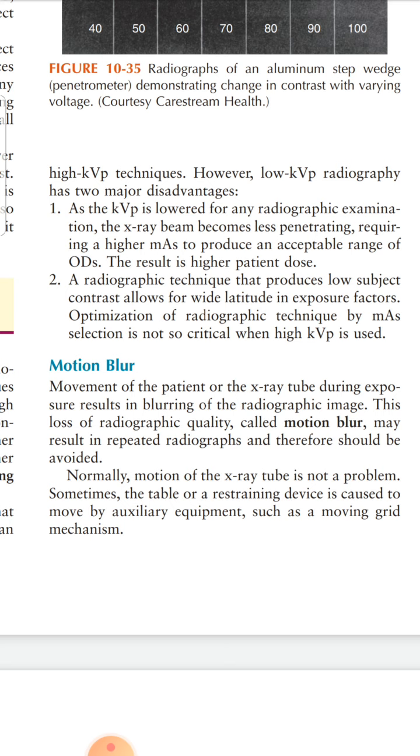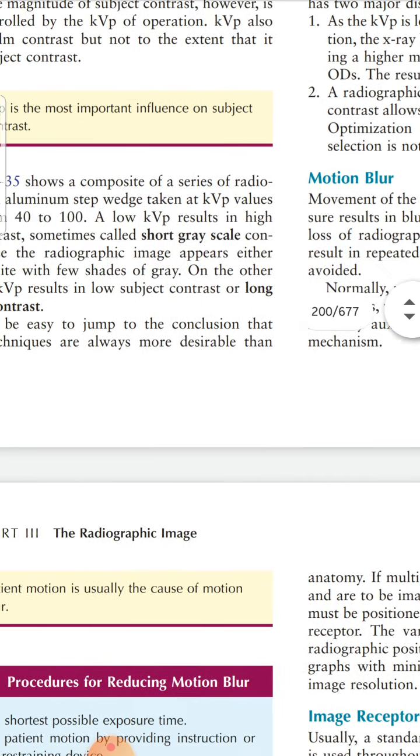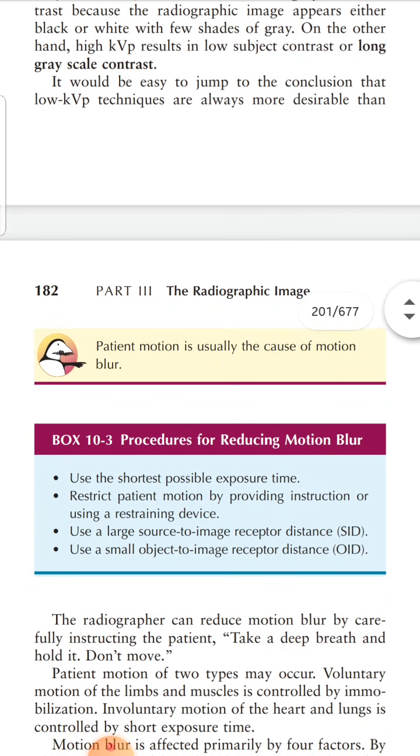Normally, motion of the X-ray tube is not a problem. Sometimes a table or a restraining device is caused to move by auxiliary equipment, such as the moving grid mechanism. So the major cause of motion blur is patient motion, and you can reduce motion blur by using the shortest possible exposure time. Definitely, the shorter the exposure time is, the less chance of motion blur. Restrict the patient motion by providing instruction or using a restraining device.